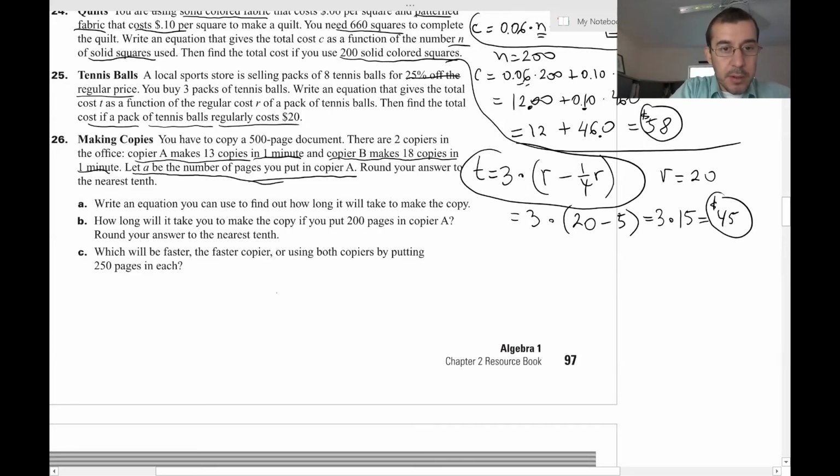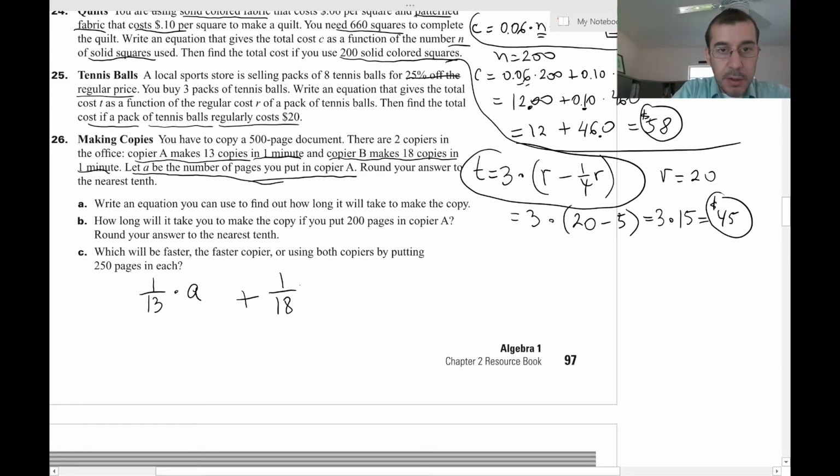So there are 2 copiers. Copier A is 13 copies in 1 minute, and we know that the formula is always minute over copies. So in 1 minute, we do 13 copies, so 1 over 13. And then we know that A is the number of pages copier A makes. So that's A, so 1/13 times A here. And then plus copier B. Copier B makes 18 copies in 1 minute. So in 1 minute, 18 copies.